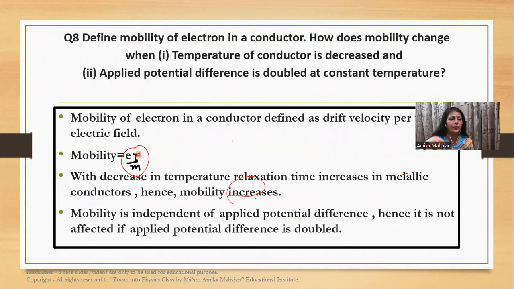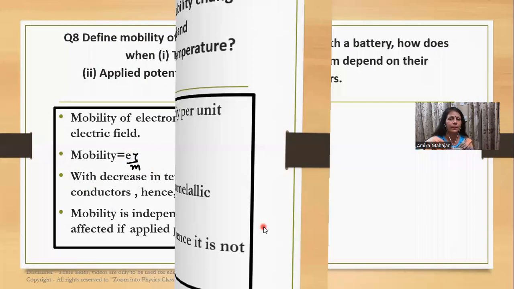Mobility is independent of potential difference. So when we double the potential difference, keeping temperature constant, there is no effect on mobility.